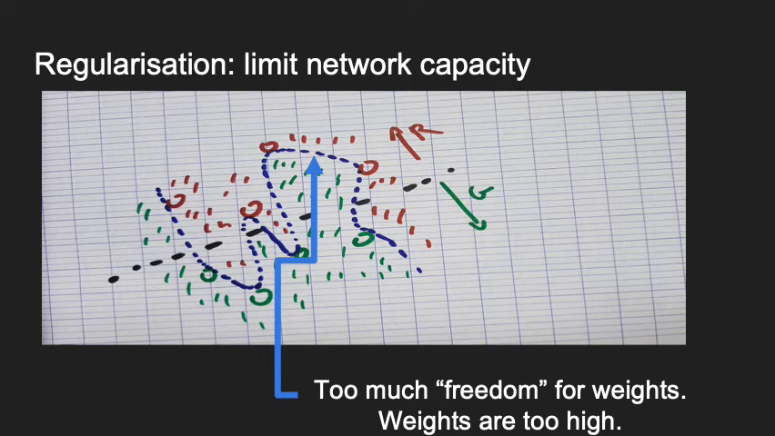There are other regularizations. Here I'm defining regularization loosely as anything that limits the network capacity, because the reason we have such a problem with our decision boundary here is that the weights were given, for example, too much freedom, so they could flex too much. And there are a few things that you can do to limit that.